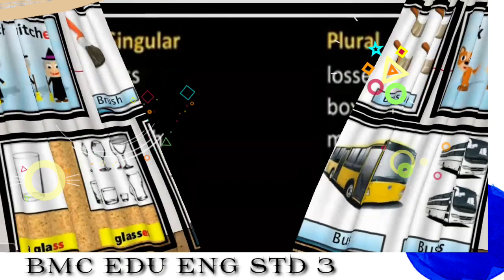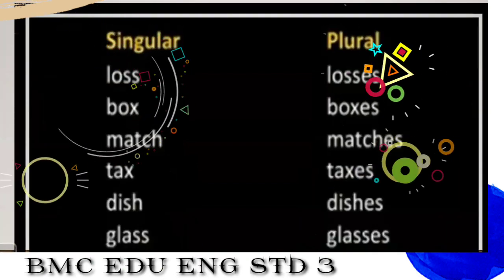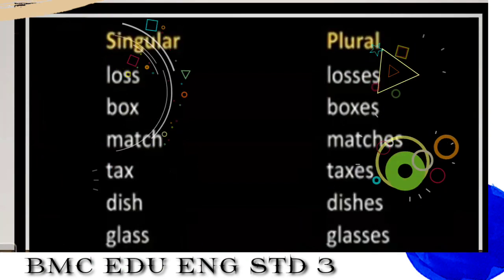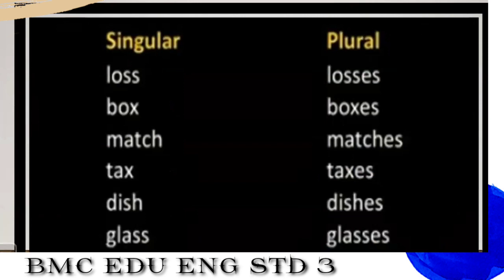Now we see more examples. Singular and plural. See, loss, in plural it becomes losses. Box, boxes. Match. See here it is ending with the letter CH. So in plural what we did? We added ES. Matches. Tax, taxes.